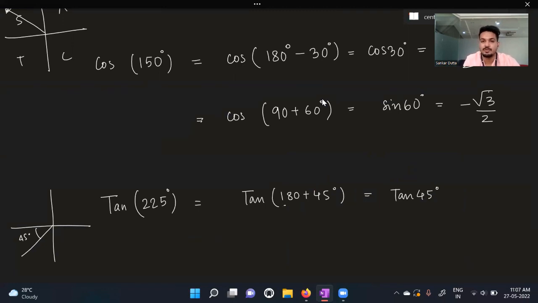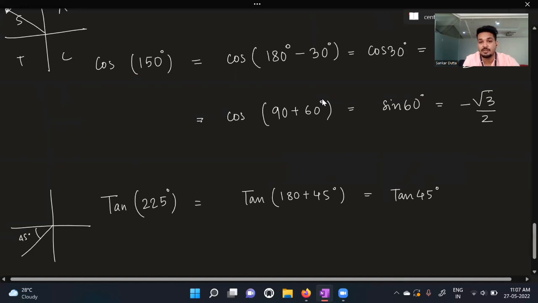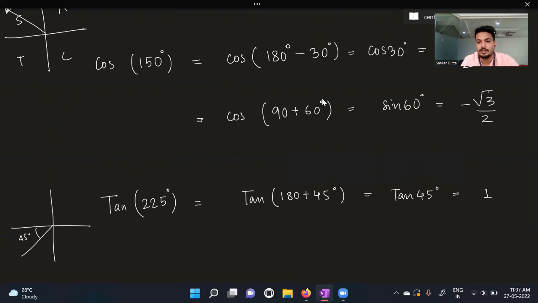180 plus 45, I'm using 180, so no need to change the function to cot, right? So tan 45 is nothing but 1. And I know it's a positive value because in the third quadrant, tangent is positive.